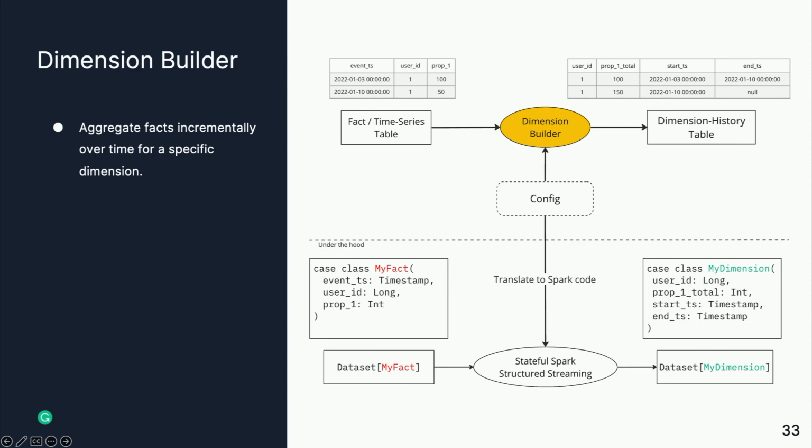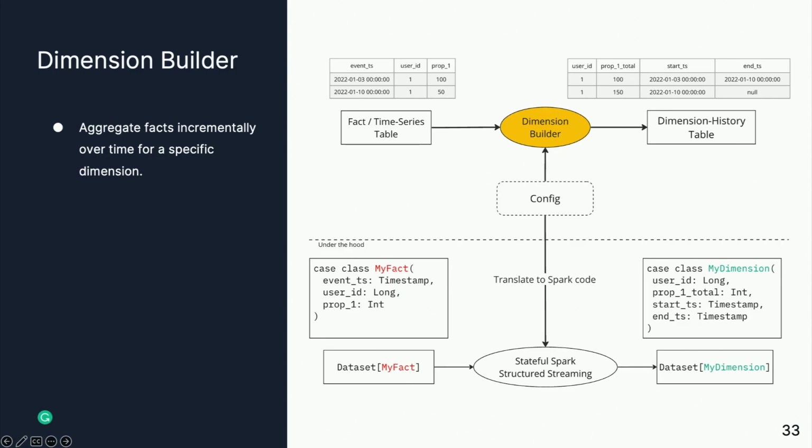The second type of table builder is the dimension builder, where we take the fact data and build a dimension from that. For example, at the top left, you can see that we have an event table where this user has 2 data points: property one was 100, then the user reported 50. Let's say we want to build a dimension where we know the total value of this thing over time. That's going to be our dimension builder.